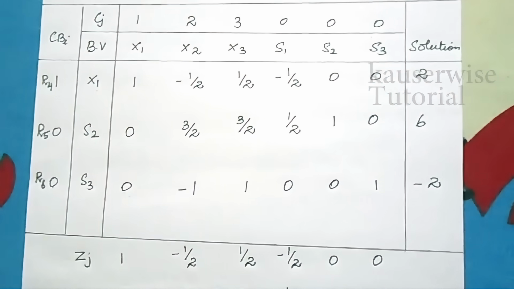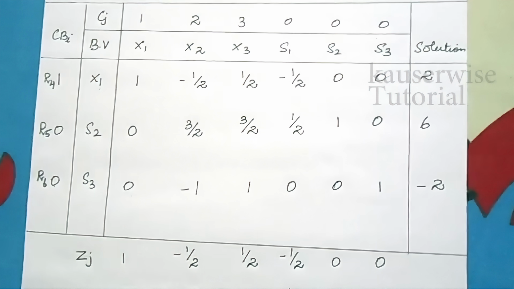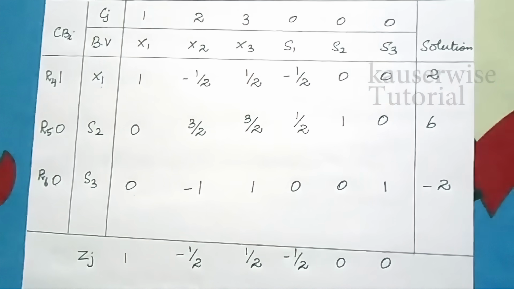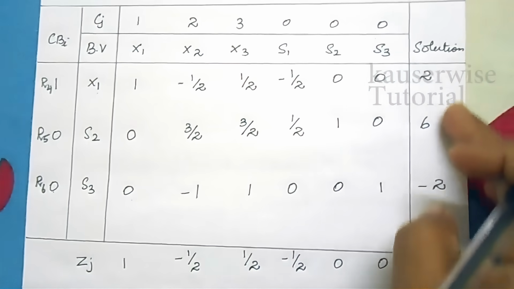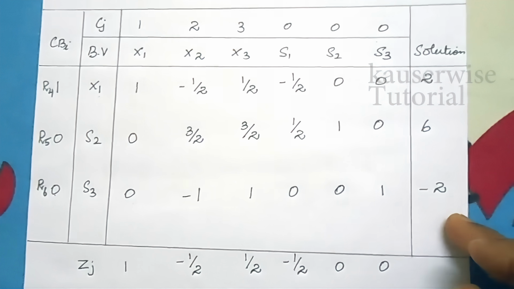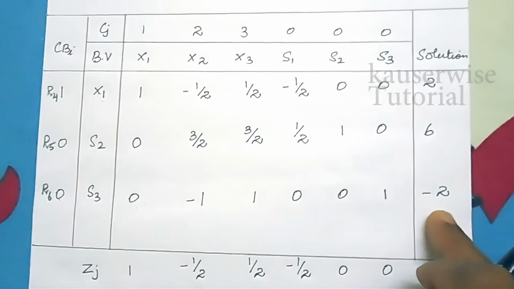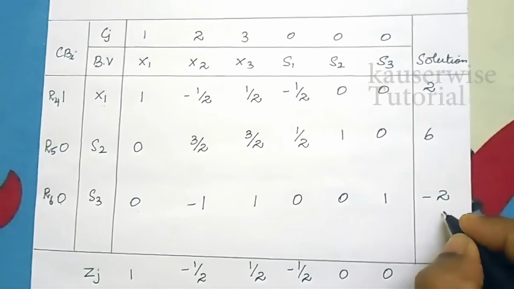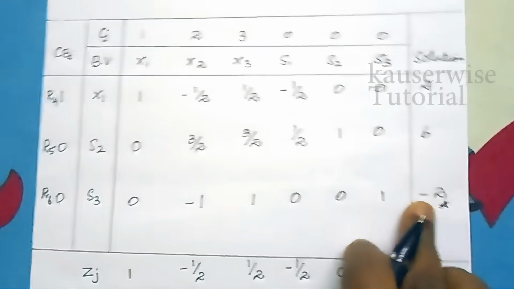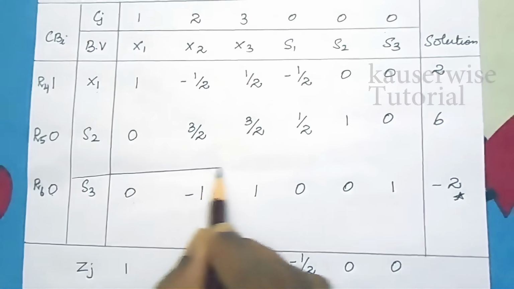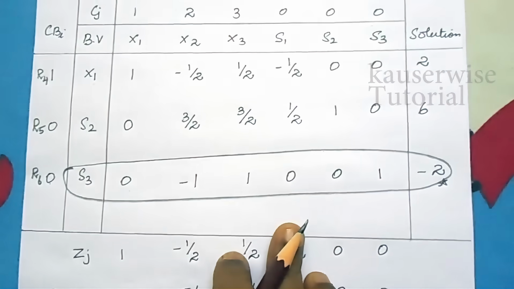So now we have to find the leaving variable and entering variable. In order to find out the leaving variable, see the solution column, we have to select the most negative value. But here we have got only one negative value. So this will be the leaving variable. That is S3 is the leaving variable. Now we need to find the entering variable.